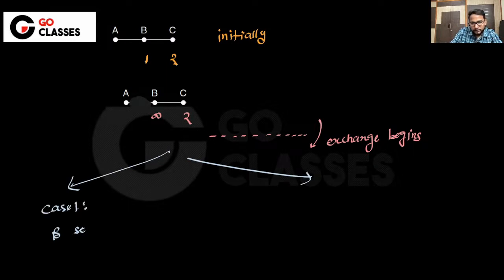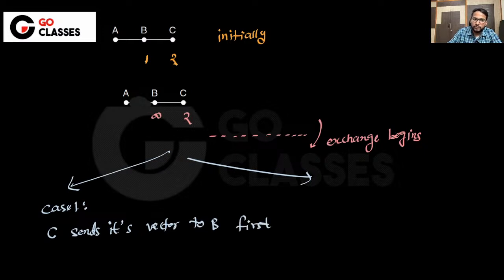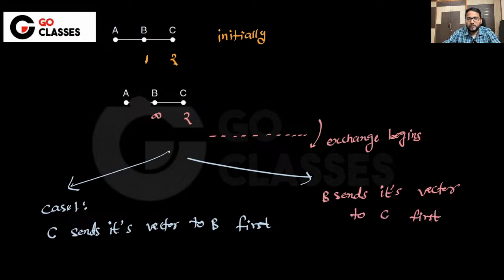Case one: C sends its vector to B first. Second case is that B sends its vector to C first. Okay, these are the two cases.